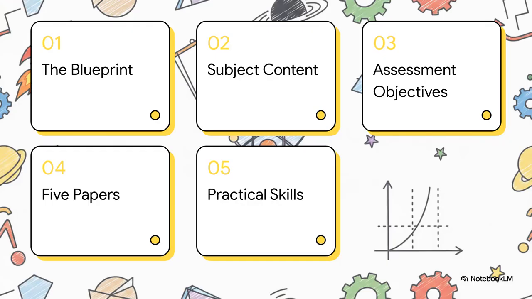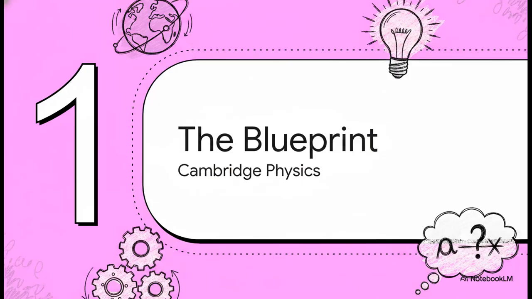So, to make this easy, we're going to break this giant syllabus down into 5 logical steps. We've got 1, the Cambridge Physics Blueprint, 2, your course subject content, 3, the 3 assessment objectives, 4, breaking down the 5 papers, and 5, mastering practical physics skills. Let's kick things off with Section 1, the Cambridge Physics Blueprint.